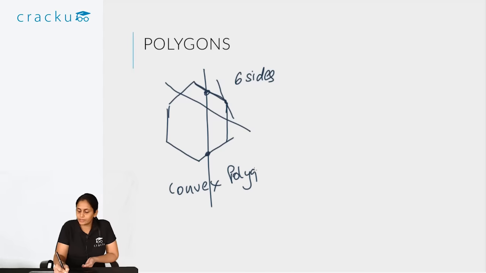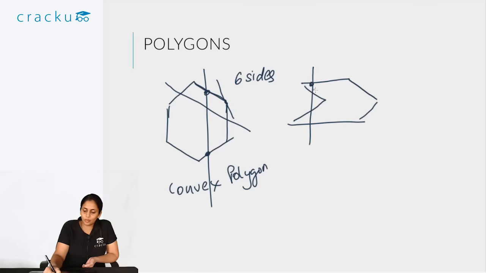Now, what is a concave polygon? A concave polygon is a polygon where you can draw a line such that it cuts the polygon at more than two points. So in this case, this line is cutting the polygon at four points. So this is a concave polygon.